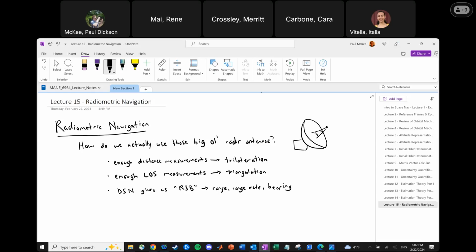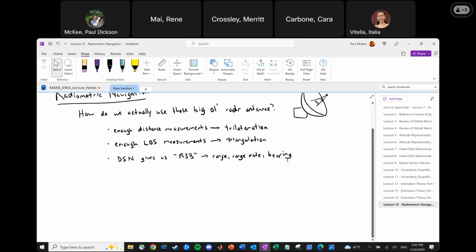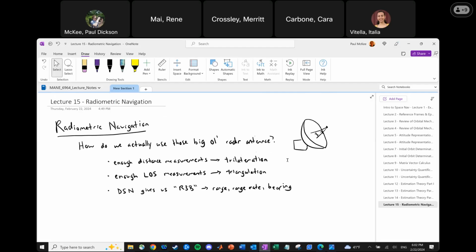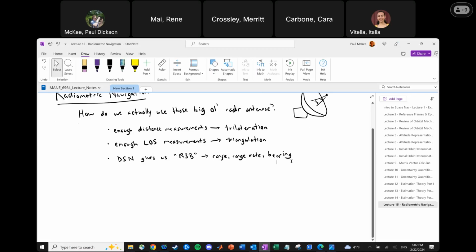So we've got the trilateration problem, the triangulation problem. We're going to be talking about the Deep Space Network, and we're going to be talking about GPS. And that's going to be the next 2 lectures. So we'll start by discussing what radiometric navigation is. So this is going to be a lot of writing and not as much math today. And then most of the math is going to be in the next lecture, lecture 16.